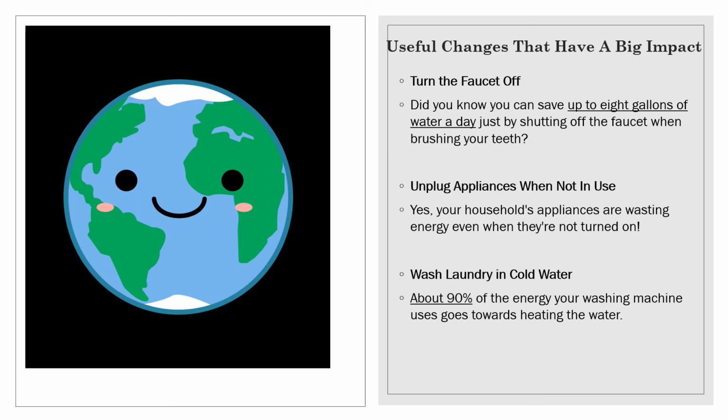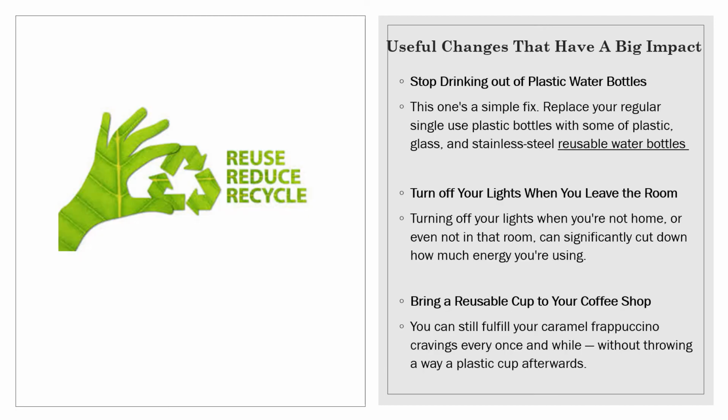Turn the faucet off. Did you know you can save up to 8 gallons of water a day just by shutting off the faucet when brushing your teeth? Unplug appliances when not in use. Yes, your household appliances are wasting energy even when they're not turned on. Washing laundry in cold water. About 90% of the energy your washing machine uses goes towards heating the water. Stop drinking out of plastic water bottles. This one's a simple fix. Replace your regular single-use plastic bottle with a reusable water bottle made of plastic, glass, and/or stainless steel.